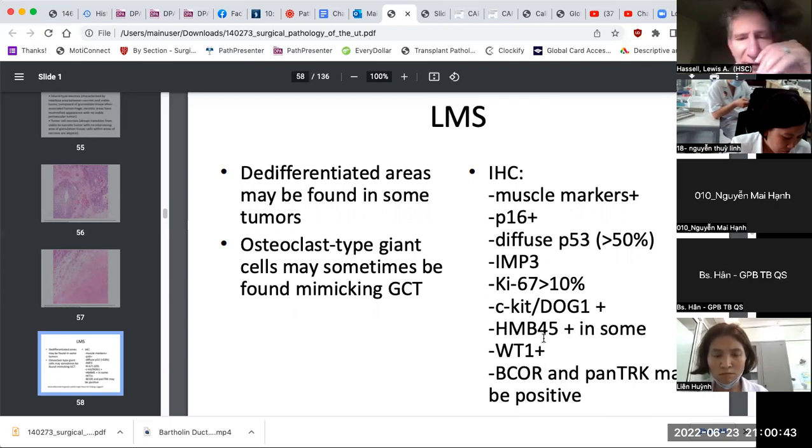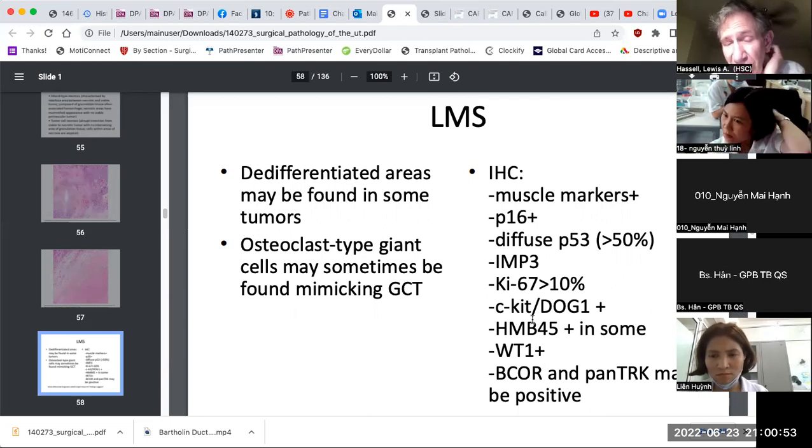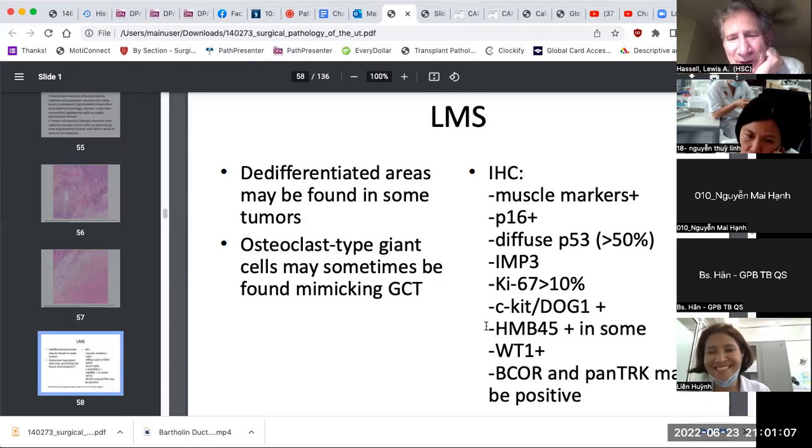And we'll talk about PEComas and some of these other tumors next time, and more about stromal sarcomas as well. So we won't be done with this discussion, but we're out of time tonight, and I know you all have work to do today to get going. Any other last questions before we have to close?